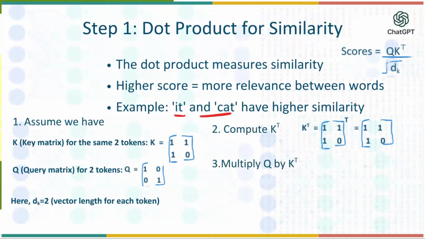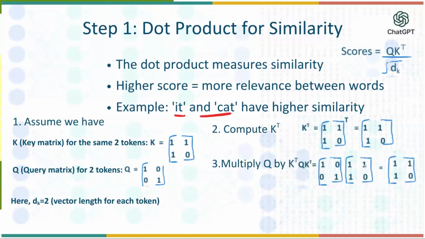All right, now compute the raw similarity scores: the dot product of the query matrix by the transpose of the key.